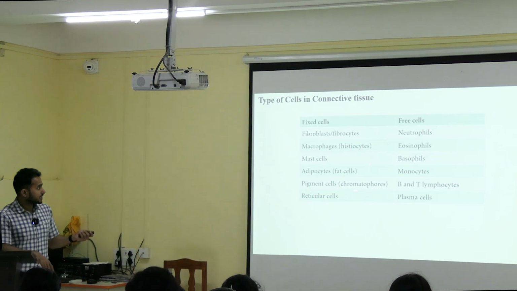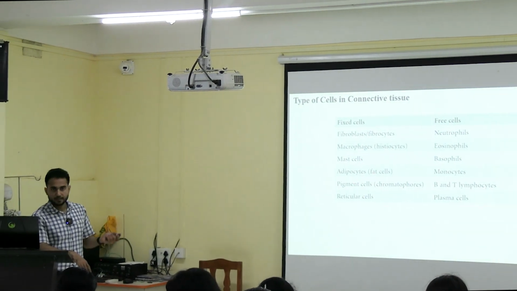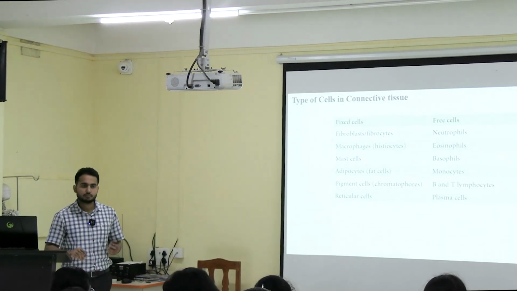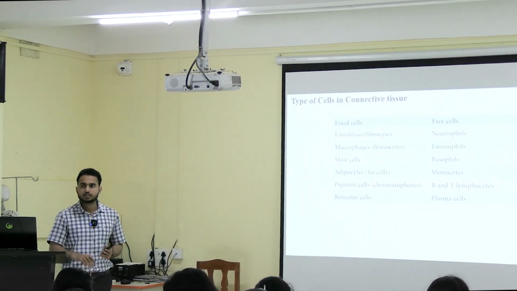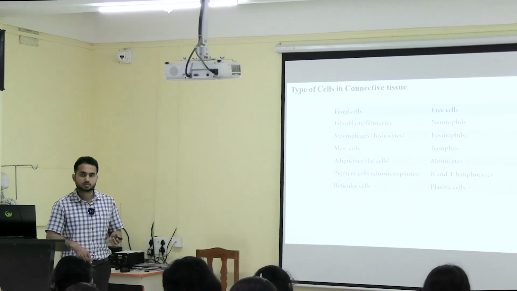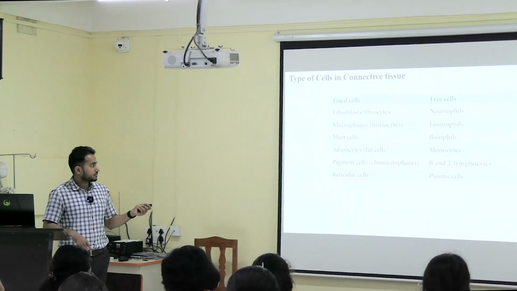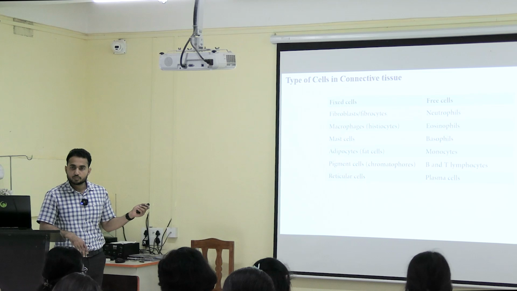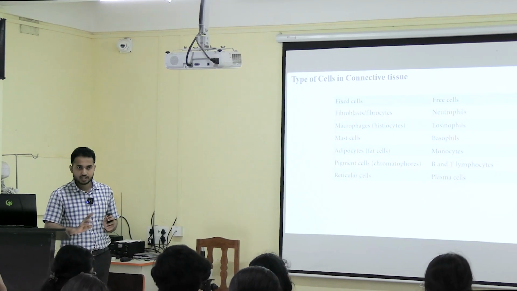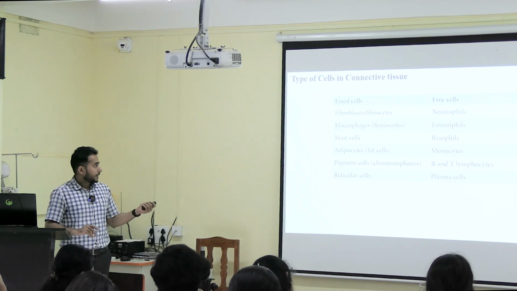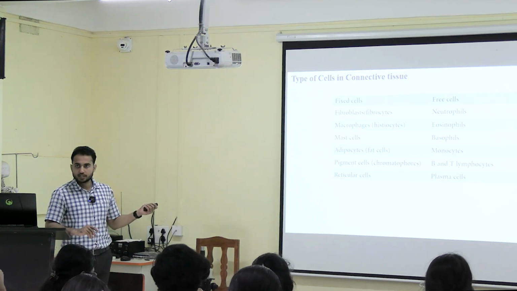Next, here you can see the fixed cells. Fixed cells means permanent cells. They are present only in the connective tissue, that means in the different types of connective tissues. So you can see fibroblasts and fibrocytes are there. Fibrocytes are not the same, it is having some difference, we will see. Next, you can see macrophages are there, also called histiocytes.